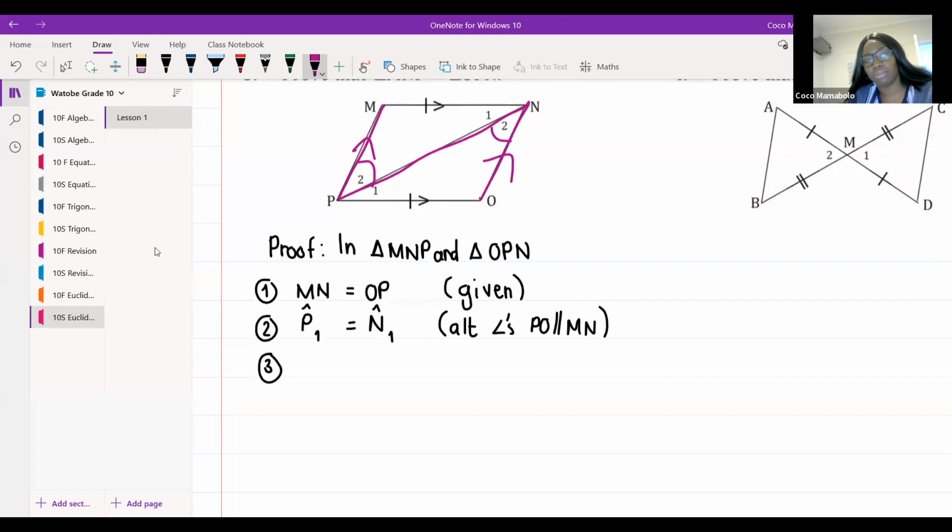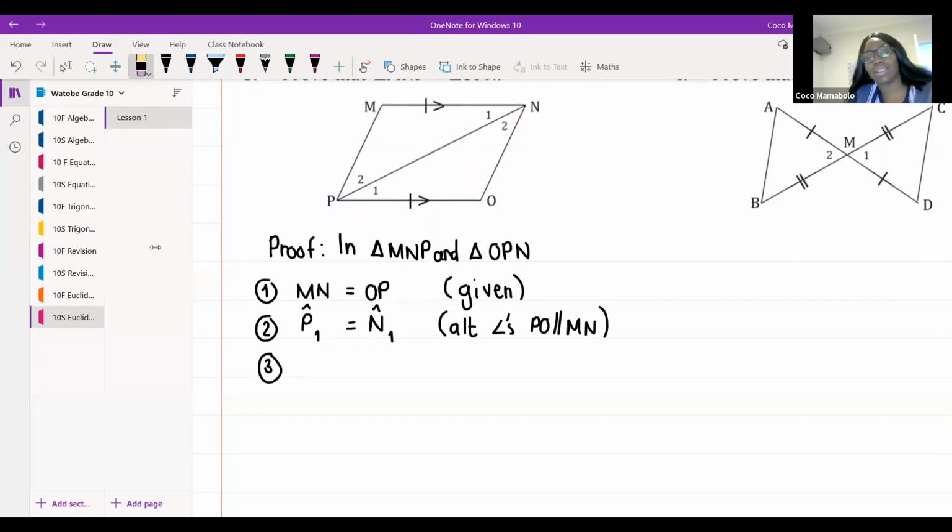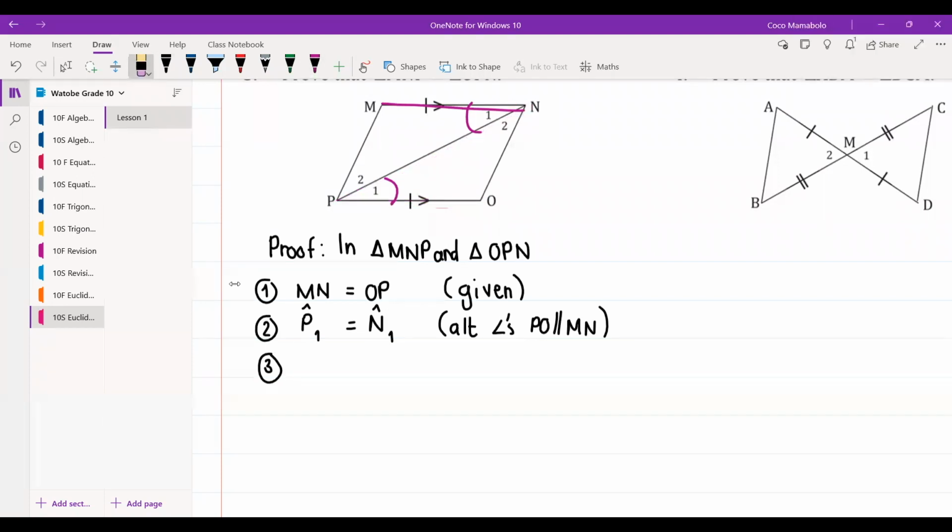You see that? Yes, ma'am. So we can only use the lines that are actually parallel. So we can only use MN and OP. We can only use this parallel comparison, which is P1 and P2. That's why it's important. Okay, thank you, ma'am. You're very welcome, my sweetie.